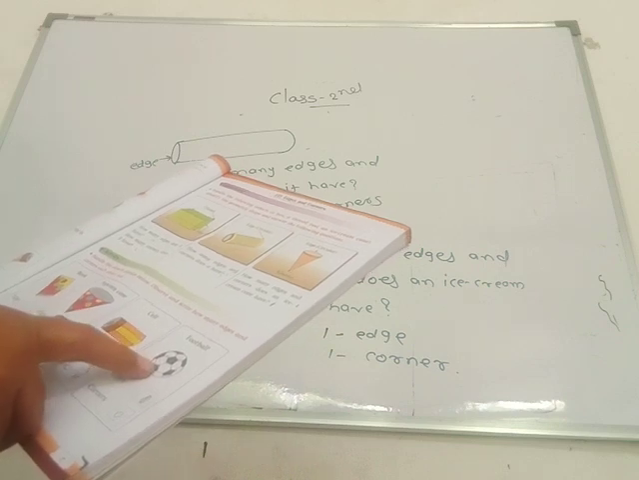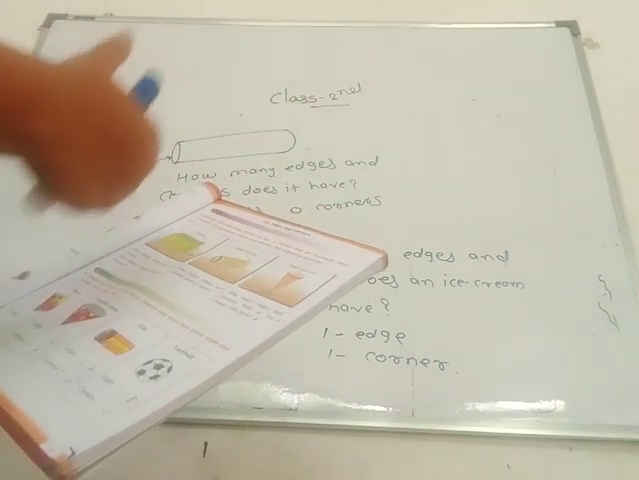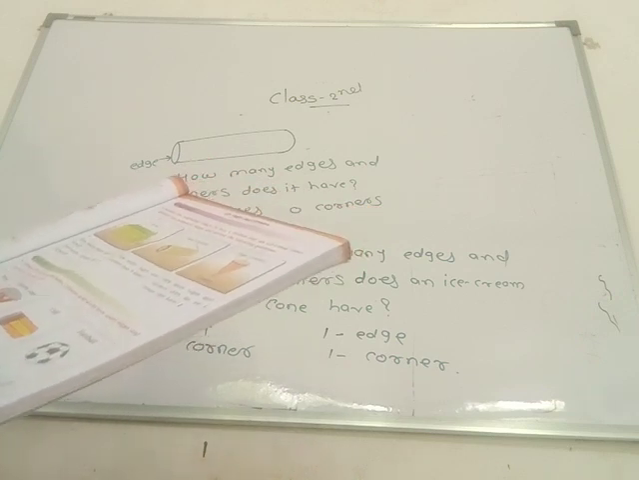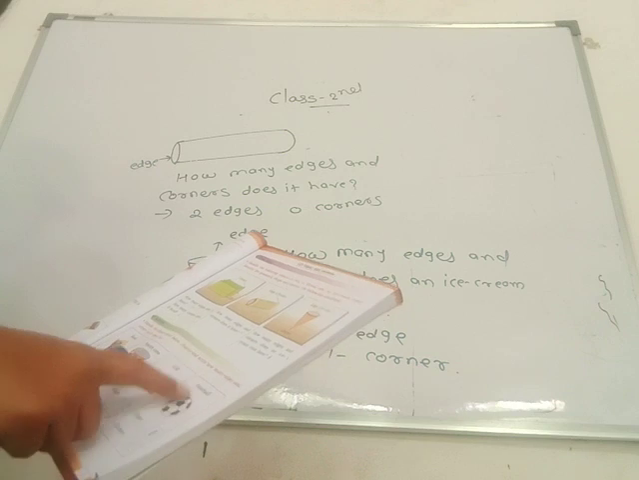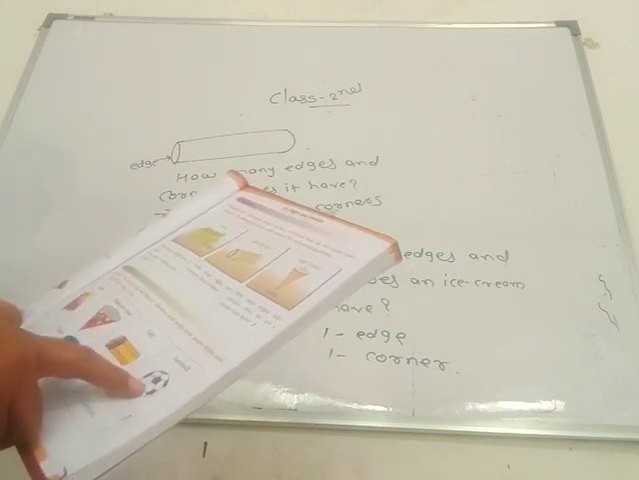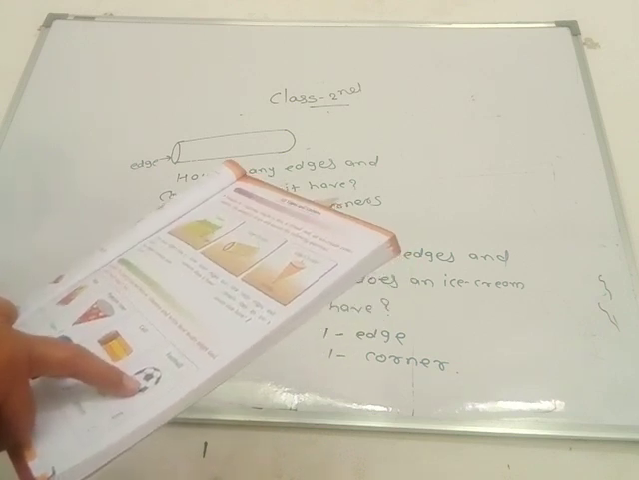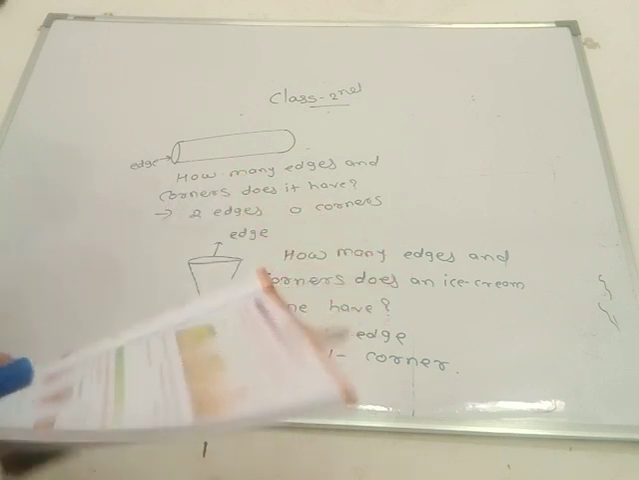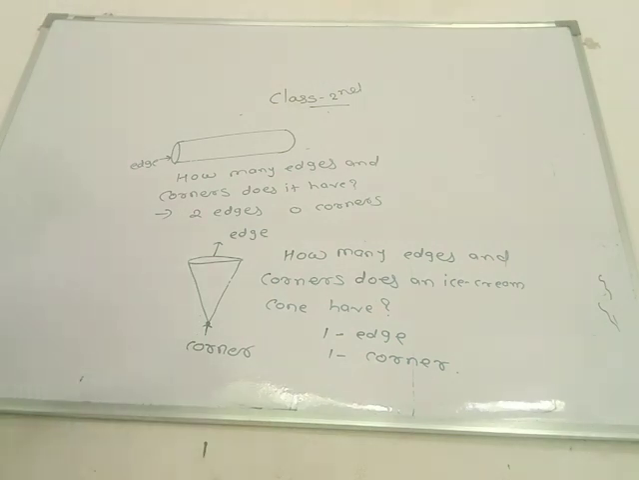Then the next figure you see here, football. Football is circle type. In a football there are no edges and no corners. Football is round in shape. The figure of this football is a circle, and a circle has no corners and no edges. Then the next point in this chapter: flat surfaces and curved surfaces.